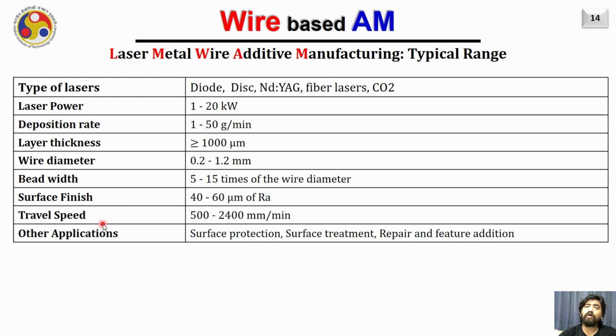The travel speed or scanning speed varies from 500 to 2400 mm per minute in these systems. It can also be noted that laser metal wire additive manufacturing systems are not only popularly used for additive manufacturing, but the same system can be utilized for cladding, for surface protection, for surface treatment, as well as for repairing and feature addition on damaged parts.